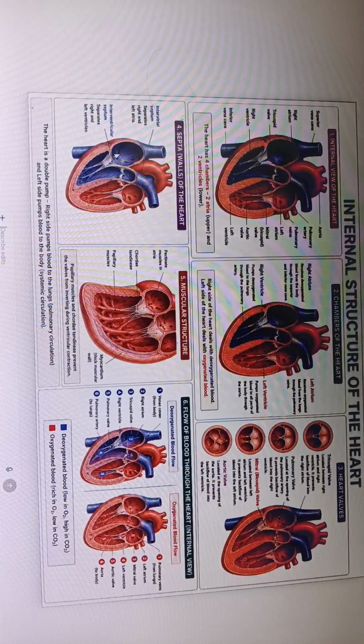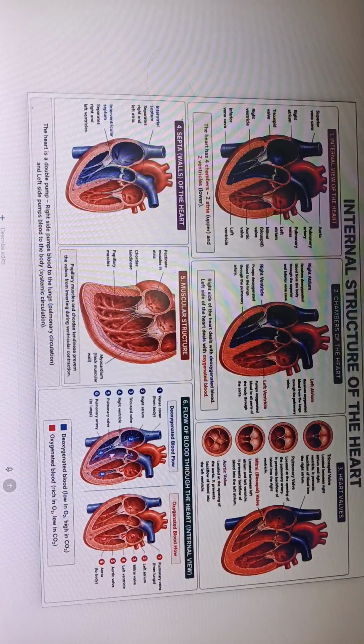Now we will see the septa of the heart. There are 2 types of septum. One is the interatrial septum. It separates the right and left atria. Next one is the interventricular septum, which separates the right and left ventricles. This septum prevents mixing of impure blood and pure blood when the heart is contracting. Now we will see the muscular structure of the heart. These are the chordae tendineae, attached to the valves, the tricuspid and bicuspid valves. These are the papillary muscles, which attach to the chordae tendineae. The chordae tendineae and papillary muscles help the valves to open and close.